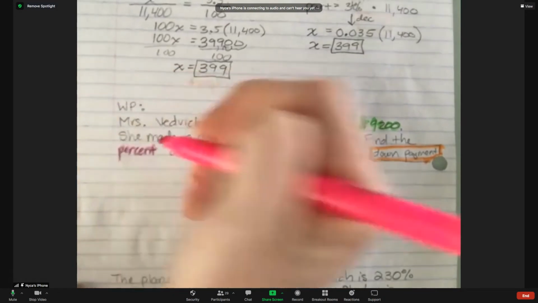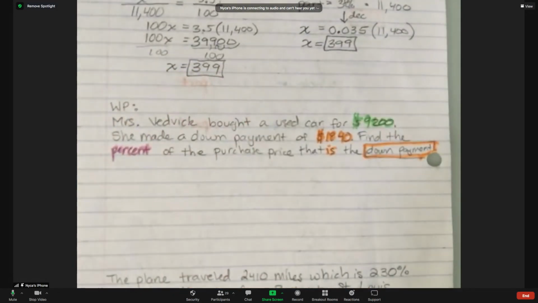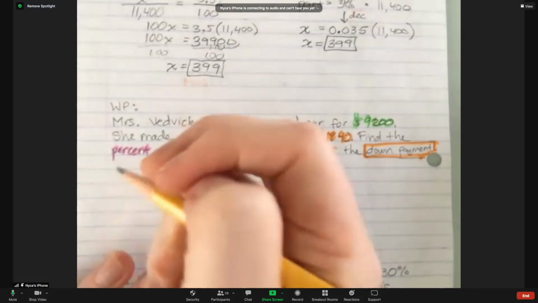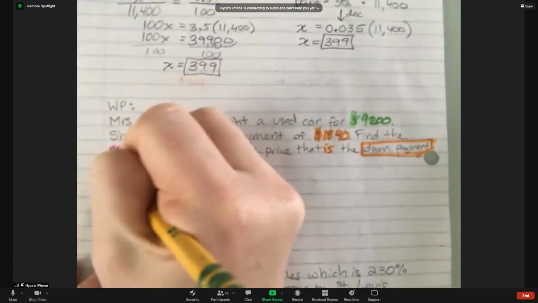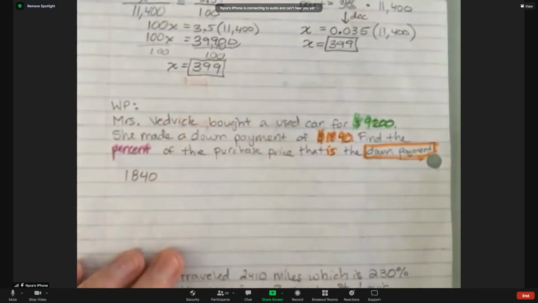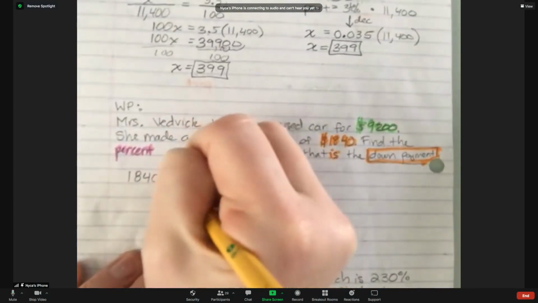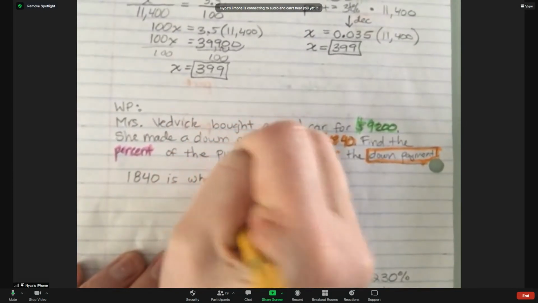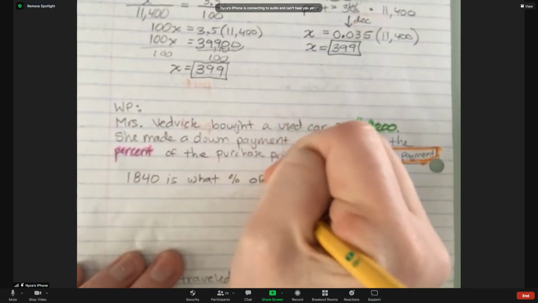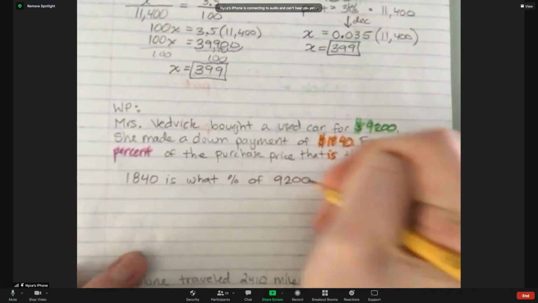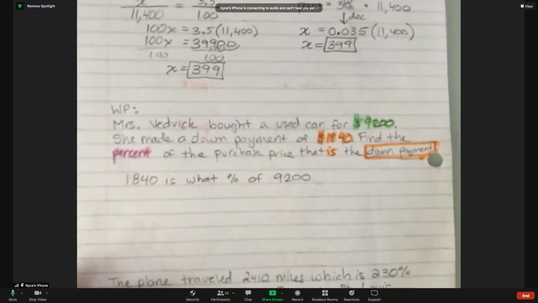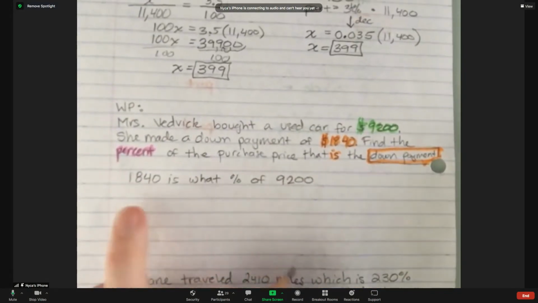Okay, so now that I know what I need, I would write my given out. So I'm trying to figure out: 1,840 is what percent of 9,200? That's the actual question I'm looking for. So that would be your given. Those are the important words you need.